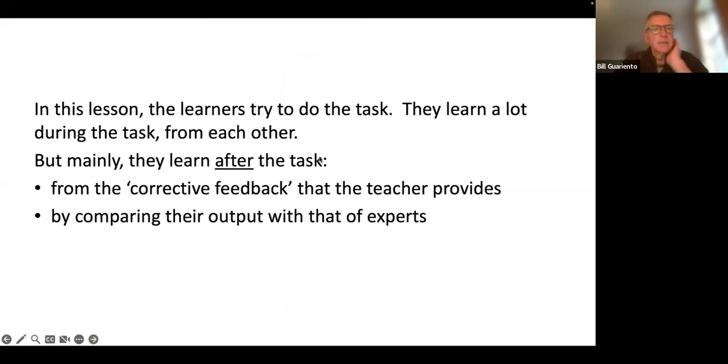And in this lesson, the learners try to do the task. They learn a lot during the task from each other, but mainly they learn after the task from the corrective feedback that the teacher provides, okay? And by comparing their output with the output of experts. So while the students are talking together to plan their bridges, what do you think the teacher is doing?